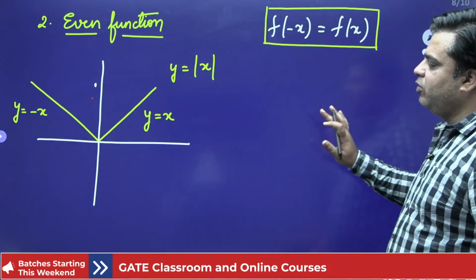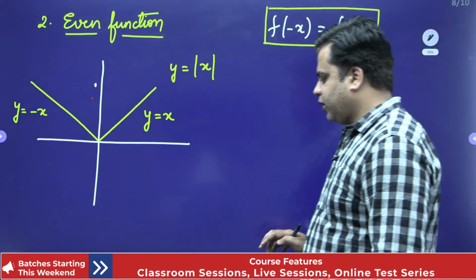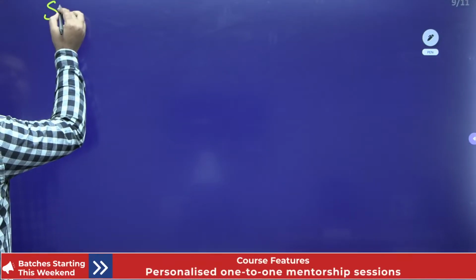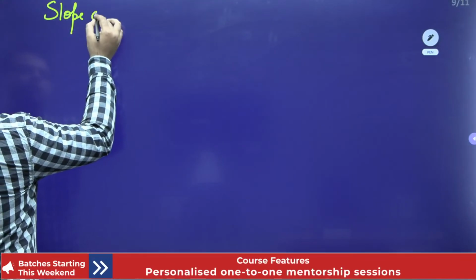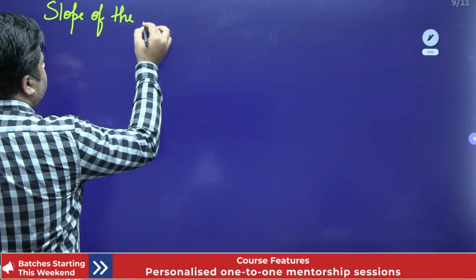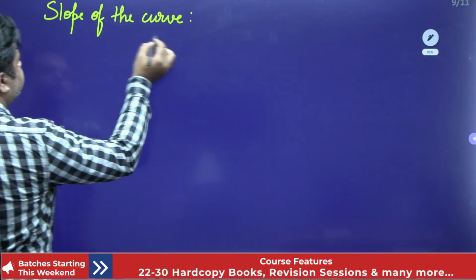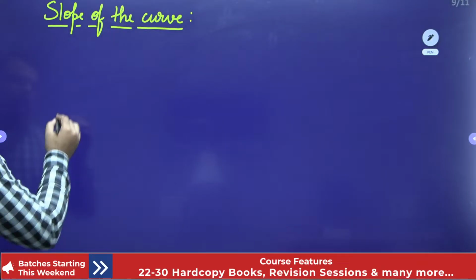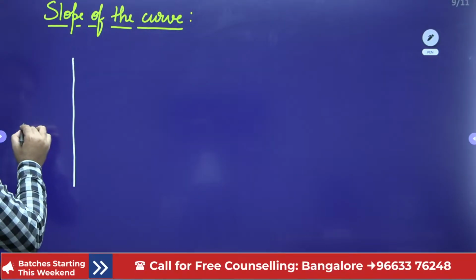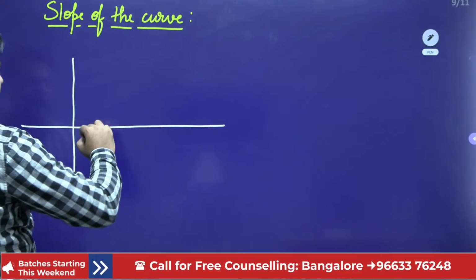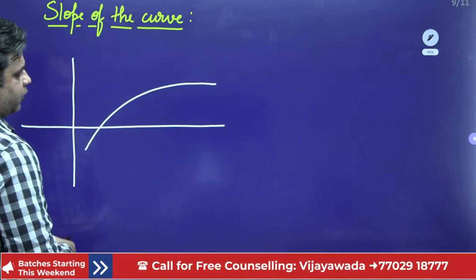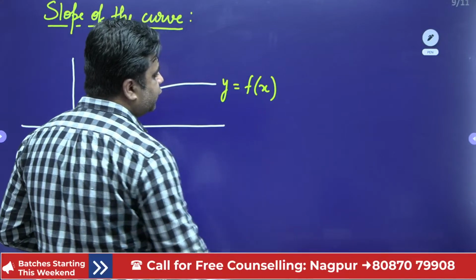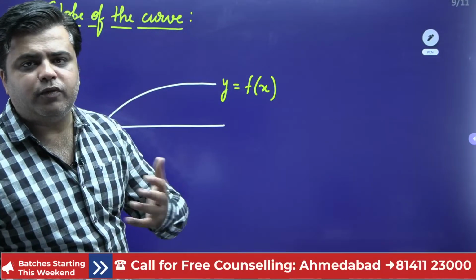Okay, so we are discussing graph theory and what the basics are. Now, moving on with this, next is the slope of the curve. So if you have a curve like this, this is the curve y is equal to f(x). First of all, what do we mean by the slope of the curve?